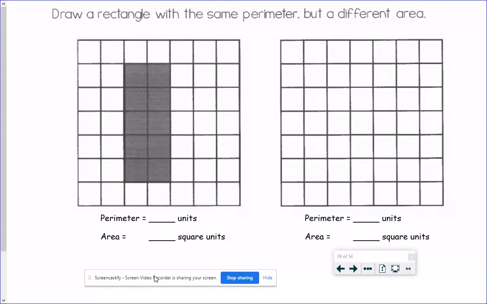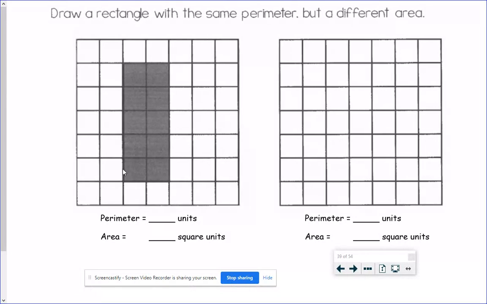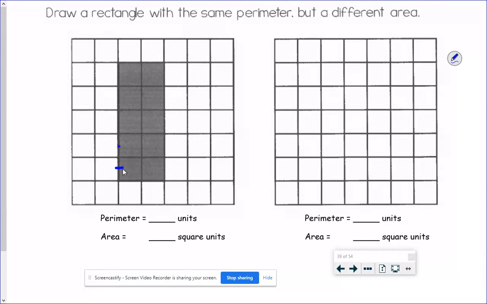We practiced drawing a rectangle with the same perimeter but a different area. So the perimeter of this one is 1, 2, 3, 4, 5 plus 2. What I try to teach the kids to do is find how long it is and how wide it is, 5 and 2, and add that together and then double it. You can do that with a rectangle, like I did on the previous slide. So 5 plus 2 plus 5 plus 2. 5 plus 2 is 7. Double that is 14. So this perimeter is 14. And then remember, area is multiplying how long it is by how wide it is, and that is 10 square units, the amount of space inside.